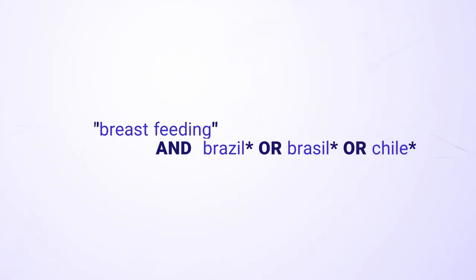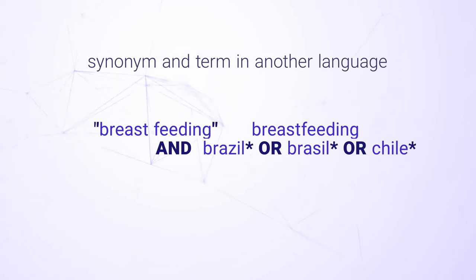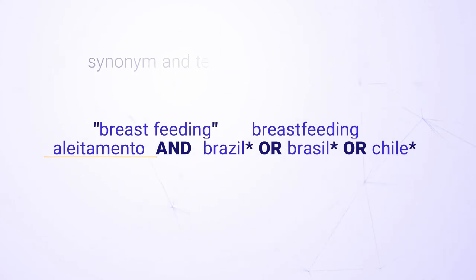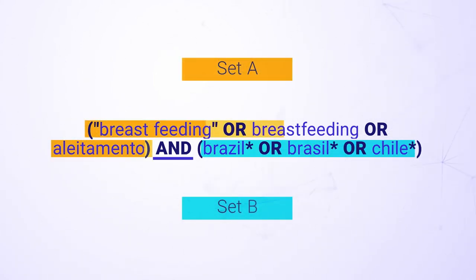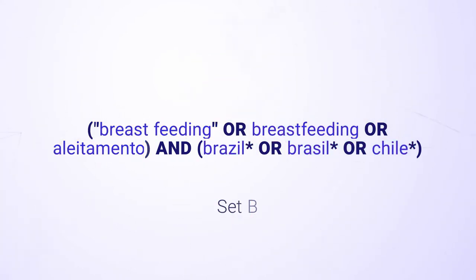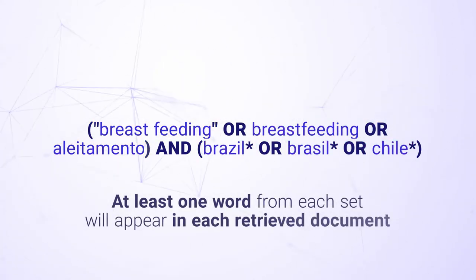We will also include a synonym for breastfeeding, with no hyphenation, and a term in another language, Portuguese, such as aleitamento. Likewise, we also include the OR operator. Let's apply parentheses in each set of similar terms, remembering that AND is the operator that will make the relationship between them, that is, at least one word from each set will appear in each retrieved document.